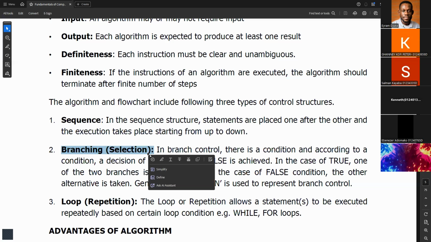So that is how the branching or selection control structure works, based on a decision. Is it true? Is it false? If it is true, it executes the statement. So that's another control structure.